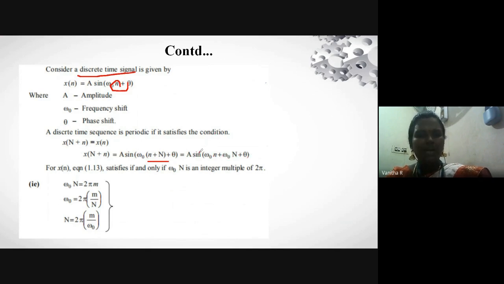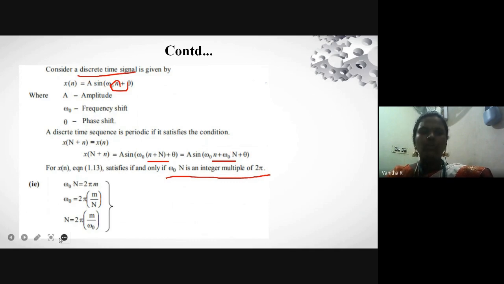Regarding this, I can say this omega naught N must be equal to 2 pi m, where m is the smallest integer. From this equation, I can find omega naught, which is the frequency shift, calculated as 2 pi m by N, where m is the smallest integer. One important thing you must remember is that omega naught N is an integer multiple of 2 pi. Then only we can declare the given signal as a periodic signal. Kindly make a note of this.